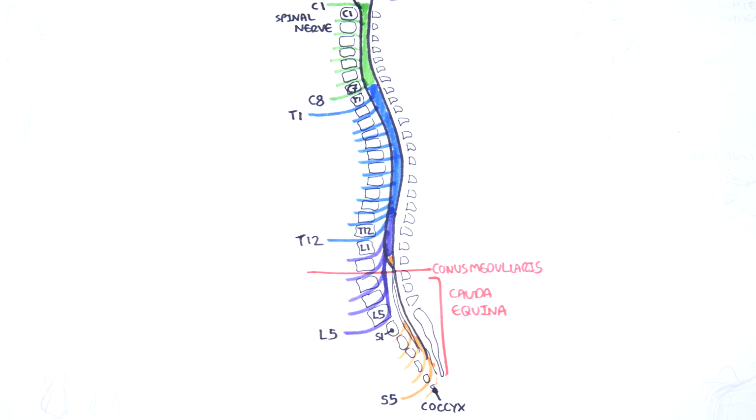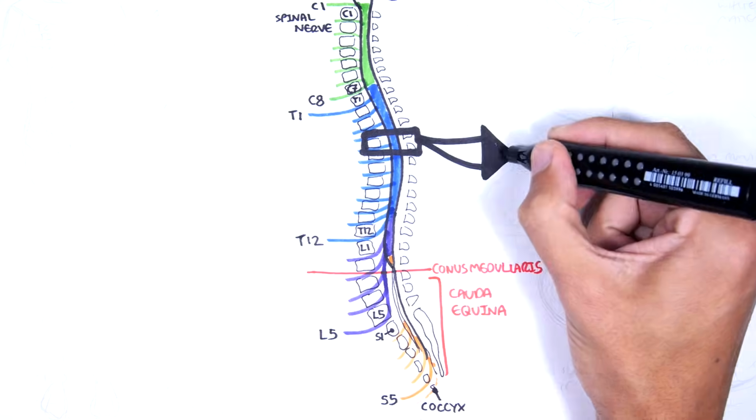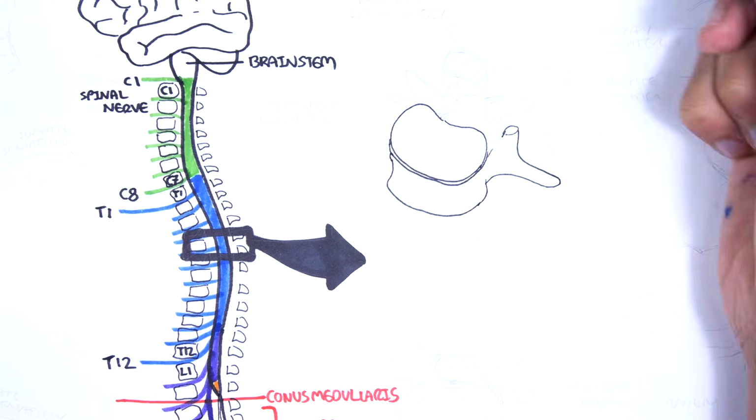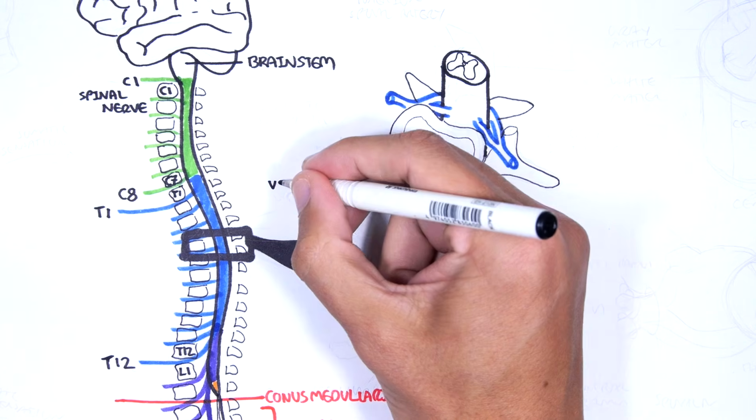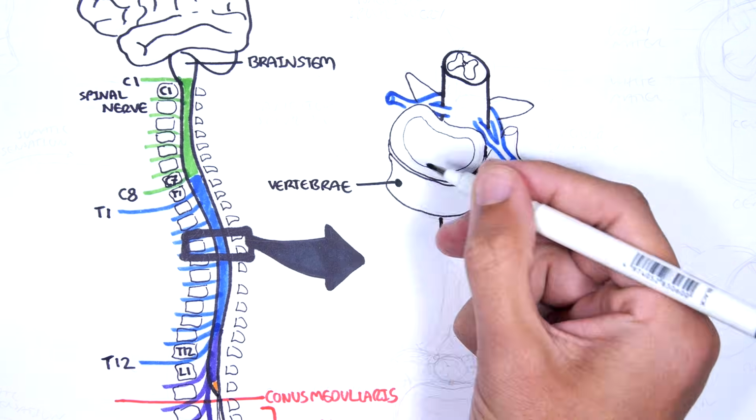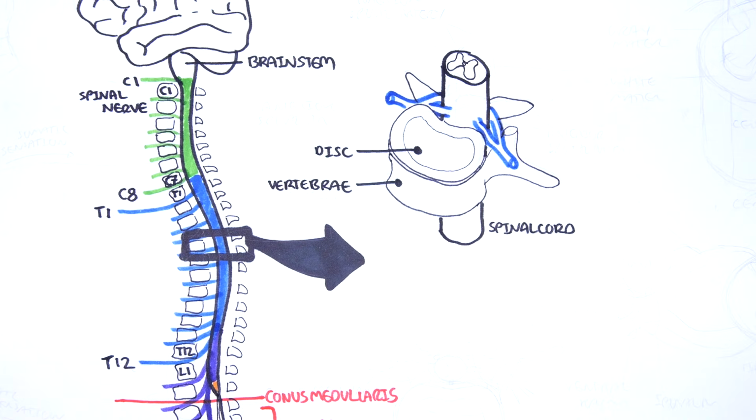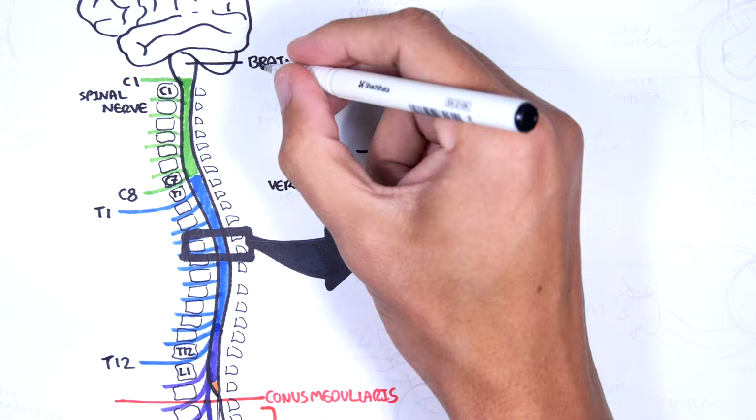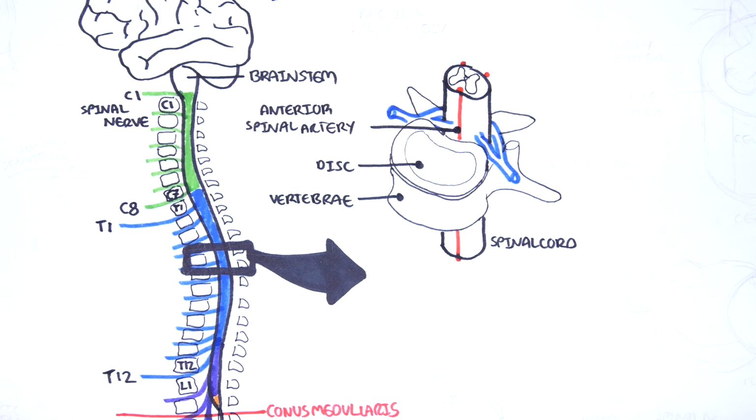Looking closely at the spinal cord and the vertebrae in more detail, we're looking at the thoracic vertebrae as an example. The spinal cord goes through the spinal canal of the vertebra. The vertebral disc sits in between the vertebrae. The spinal cord has thoracic spinal nerves coming out, here represented in blue. The spinal cord has the anterior spinal artery and 2 posterior spinal arteries supplying it.